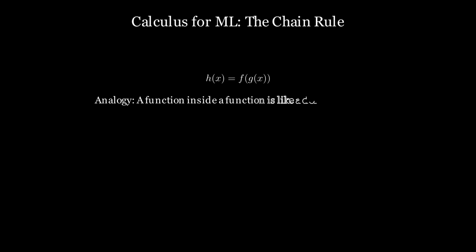Think of it like Russian nesting dolls. To get to the innermost doll, you must open each outer doll one by one. The chain rule helps us differentiate through these layers. It has two common forms.